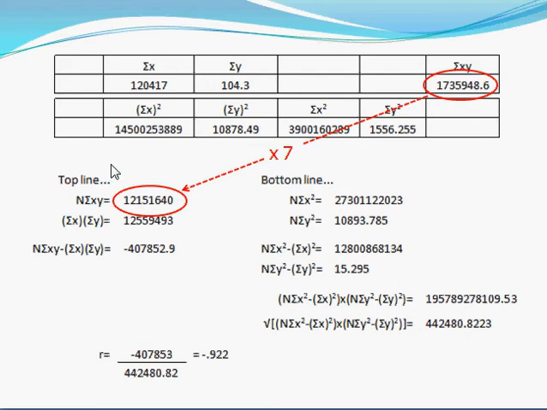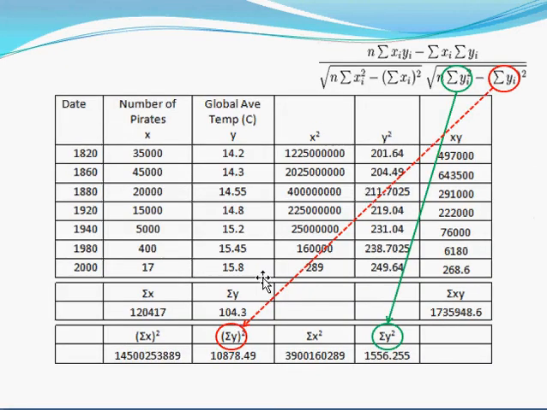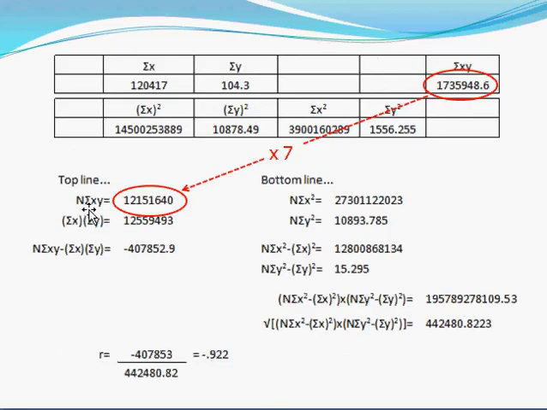Now, bearing in mind our original formula, we now need to actually insert the numbers that we've generated here into this equation. So, let's start with the top line. We need n times the sum of x, y. We have 7 data points, so we multiply our sum of x, y by 7. It gives us 12 million. We also need the sum of x multiplied by the sum of y. Again, something like 12 million.